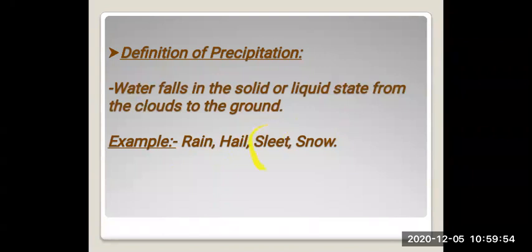But you are not familiar with the word sleet. So what is sleet? It is one of the forms of precipitation. Sleet means when the rain contains some ice as well, hailstones. When ice and hailstones are combined, you can see sleet. This is also a form of precipitation.